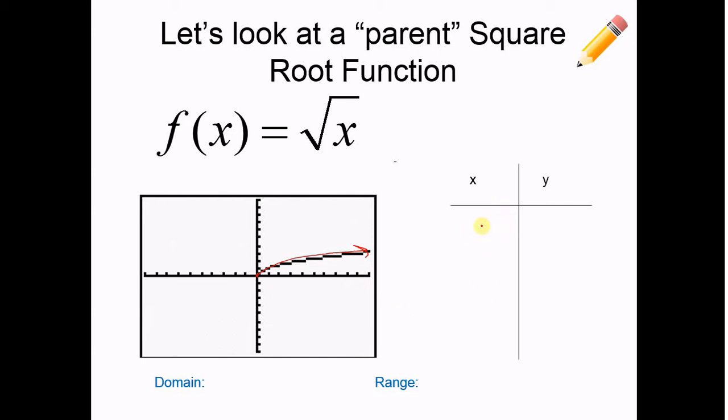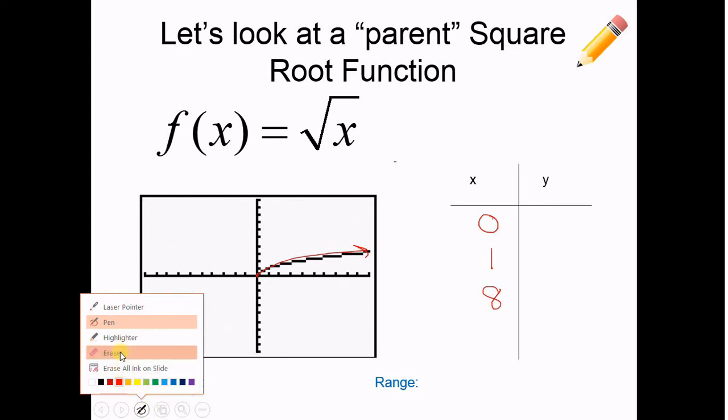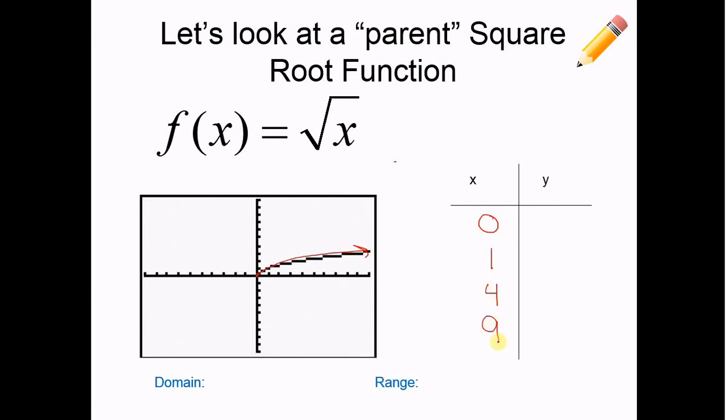So the general table of a parent square root is going to be 0, 1, 4, and 9. So now, what you're going to want to do is plug those in. Let's get our y's. So 0, square root of 0, we know that's 0. Square root of 1, that's 1. Square root of 4, well, that's just 2. And the square root of 9, well, that's just 3. So my table is always going to be x: 0, 1, 4, 9 and y: 0, 1, 2, 3.